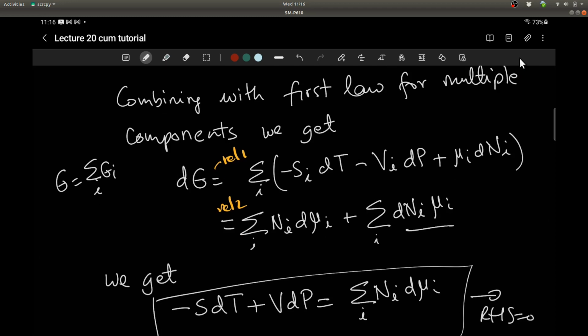Sir, while writing G, you said something about non-interacting. What was that? Oh, so G equals G1 plus G2. It means if there's no interaction piece; it need not be so in general. If there is some reaction happening, it could be something else. It could be lower than that. Okay, that's all.